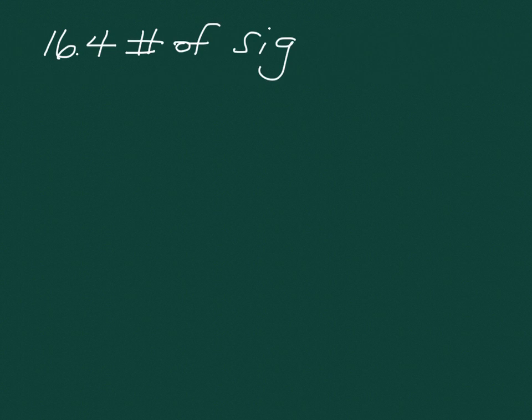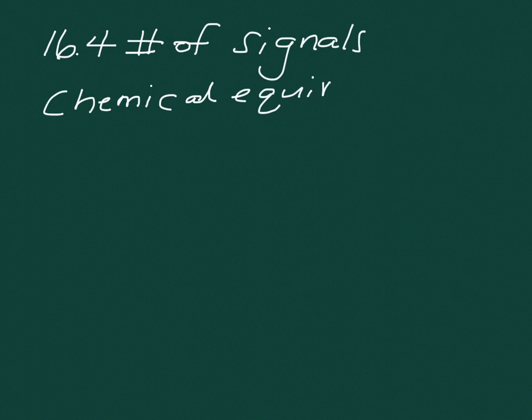Now we're going to look at section 16.4, which is the number of signals. And this is going to deal with chemical equivalence. Now we discussed this in terms of carbon NMR when we looked at carbon in the fall semester. I'm going to explain it in a little greater detail as we look at proton NMR.